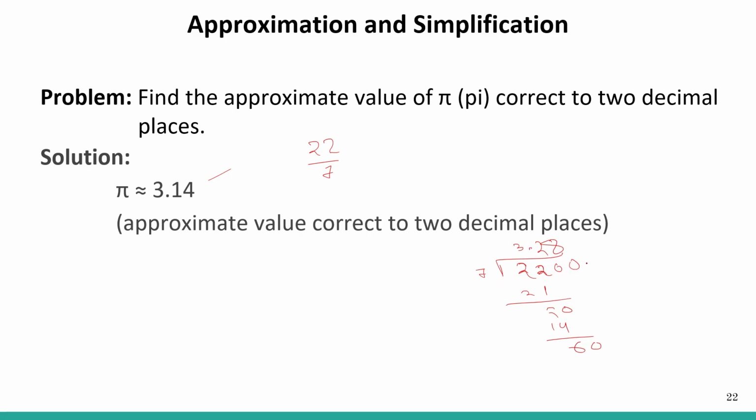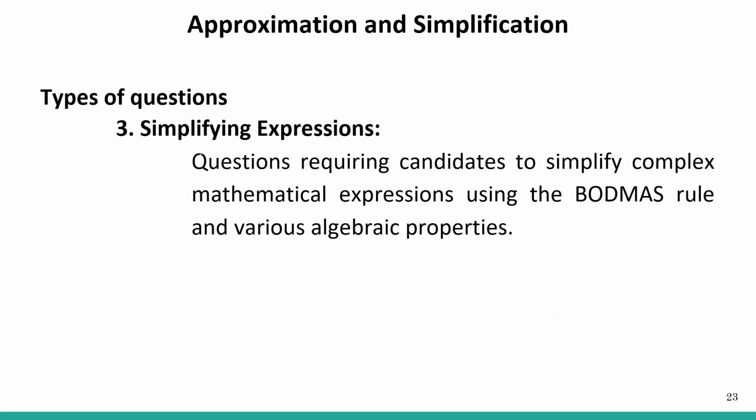So it will be 7 into 8 is equal to what? It will be 56, right? So it will be approximately equal to 3.14. Okay, so up to what? 2 decimal places. So let's see the third kind of question, that is simplifying expressions.